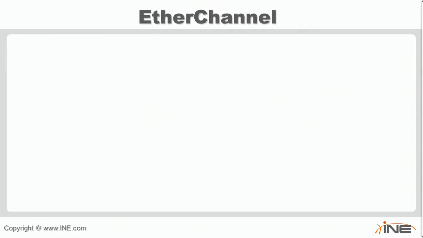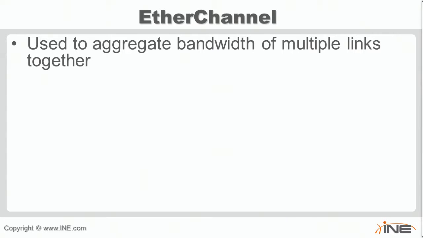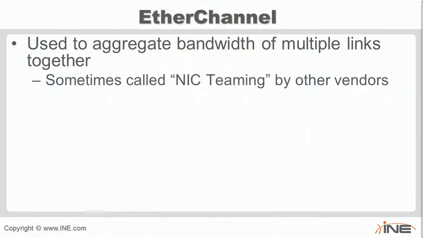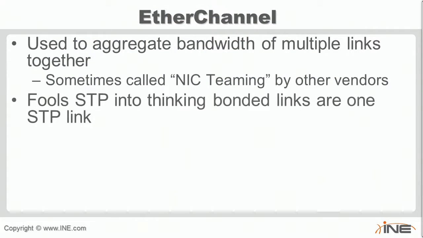So in our next section, we're going to talk about the EtherChannel feature, which I mentioned before is used to aggregate the bandwidth of multiple physical links in the network. Some vendors call this feature NIC teaming, where you have different physical NIC cards and you can combine them together, so when the traffic goes out to the network, it looks like it's going over one logical interface. Now, the overall goal for this feature is basically to trick the spanning tree process into thinking that the interface is one link that is bonded together based on these multiple physical links.